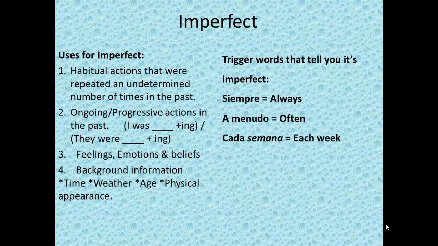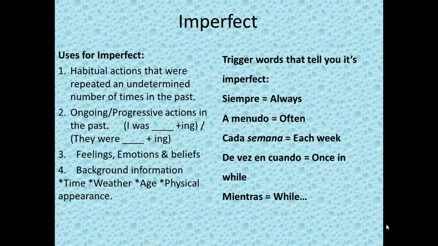Cada semana, each week. Even though we know that it happened every week, we don't know for how long. We don't know the beginning and we don't know the ending. So this would be an imperfect. And again, semana could be changed for cada día, every day, cada año, every year. Okay? De vez en cuando, once in a while.